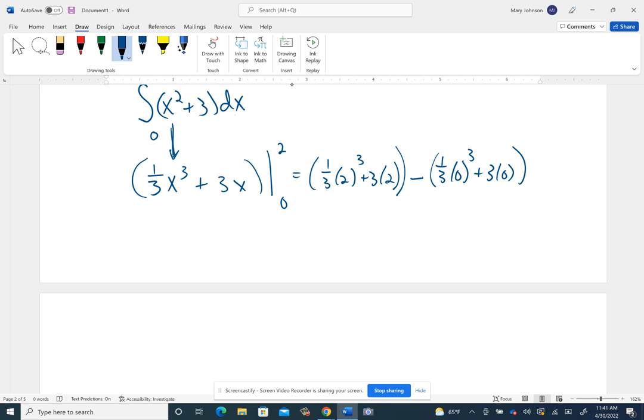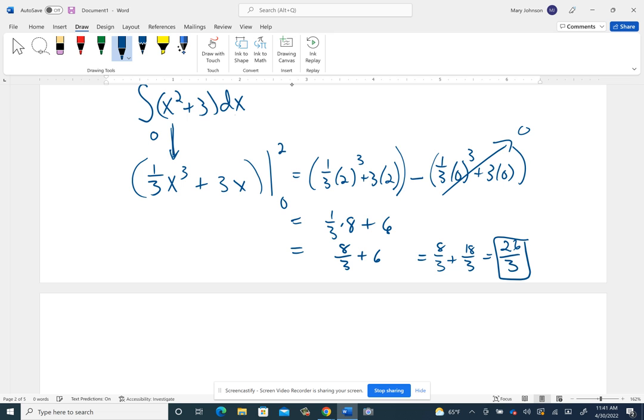Well, this one was kind of nice because that's just 0, not goes to 0, but it equals 0. This one right here would be 1/3 times 8 plus 6. So that's 8/3 plus 6. 6 is really 18/3. So that would give you, let me write that a little differently. So that would be 8/3 plus 18/3. And so you wind up with 26/3 for your answer. And just thinking about that, that would be 8 2/3.